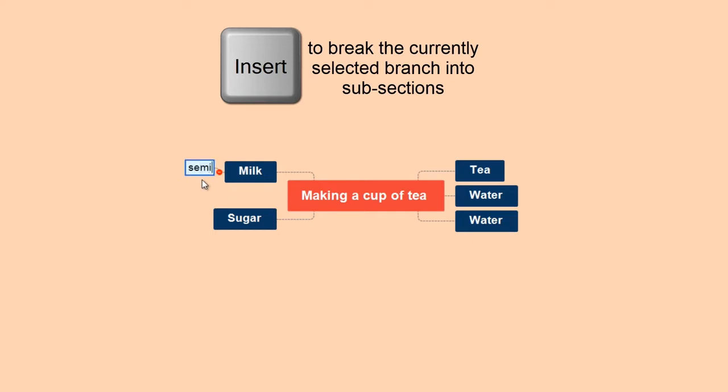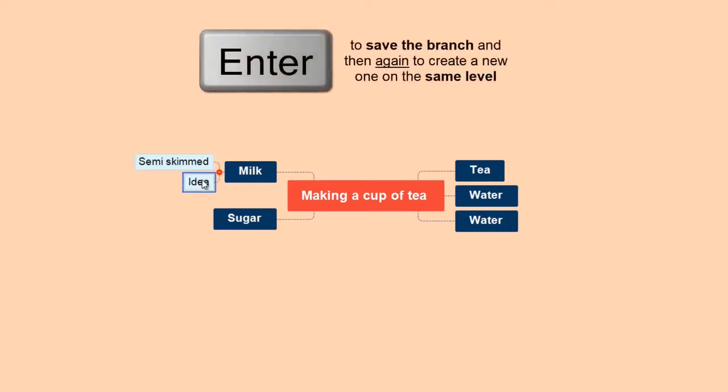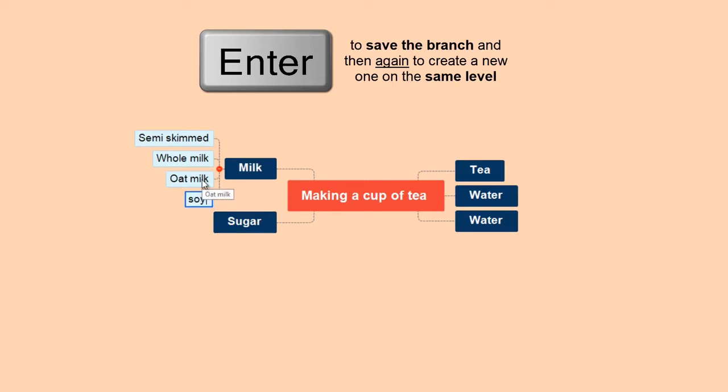So I can type in semi-skimmed, press enter to save it, and of course enter again is going to create another one on the same level. Whole milk. And that's pretty much how it works.